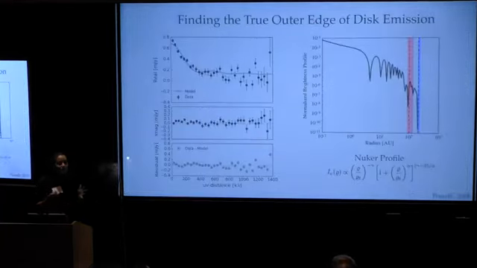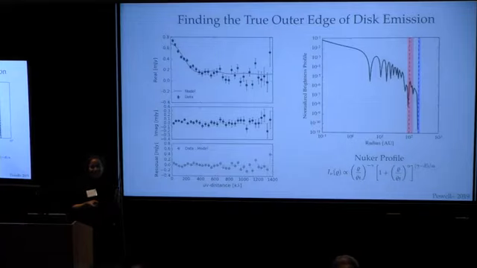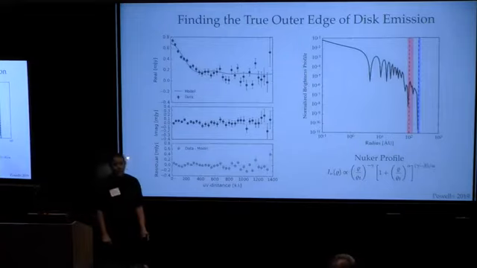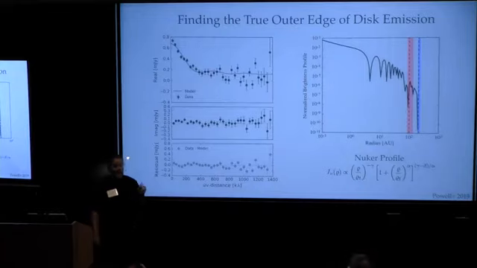As one of the fundamental parameters in this modeling is the disk outer edge, we developed a new method of modeling disk interferometric visibilities using a Nuker profile. This profile is nice because it can adapt to fit either surface brightness profiles that are power laws, or self-similar solutions where you have a power law interior to a critical radius and then an exponential falloff.